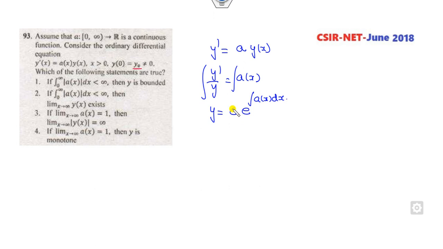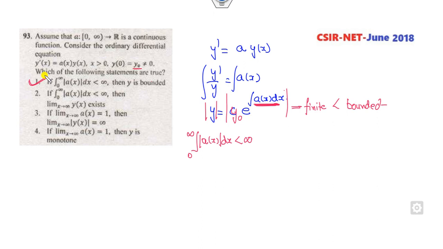So the first option is: if the limit of the modulus of this is finite, then y is bounded. So it clearly says when you take the modulus of this, if this is finite, then the whole quantity is finite, so that means it is bounded. So the first option is the correct option. Look at the second option. If the limit of this is finite, then the limit as x approaches infinity of y of x exists. So clearly, once it is bounded, bounded implies its existence there.